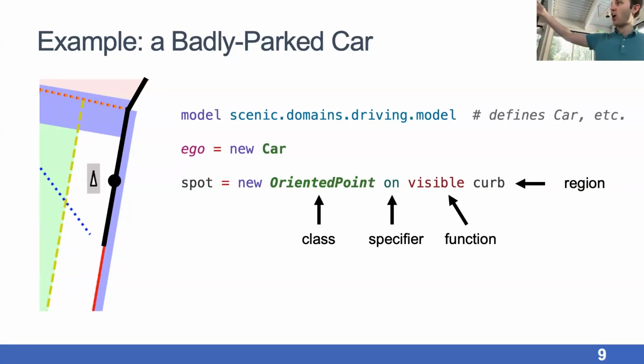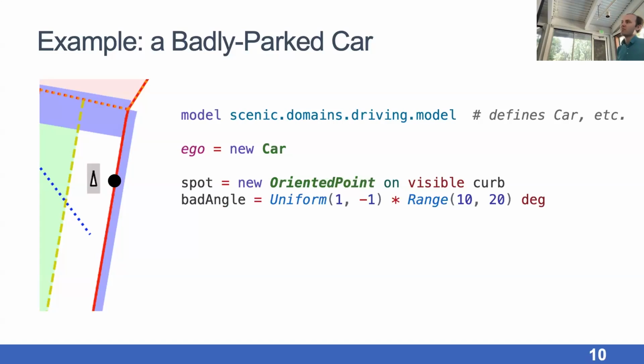This particular specifier, on, takes a region and it specifies the position of the object you're building to be uniformly at random within that region. So here, the spot gets picked to be a random point within this region. And in fact, it's going to be oriented. That's kind of a subtle point here. This curb region has a preferred orientation associated with it. When we define this curb region, we have it oriented along the length of the curb. So what that means is that this spot that we sample will also be oriented along the curb. And that'll be useful for us in a second.